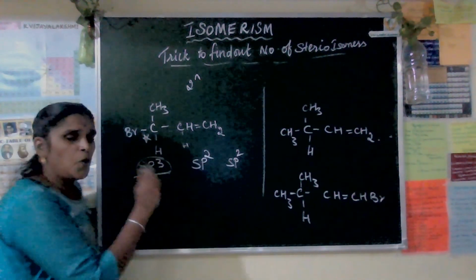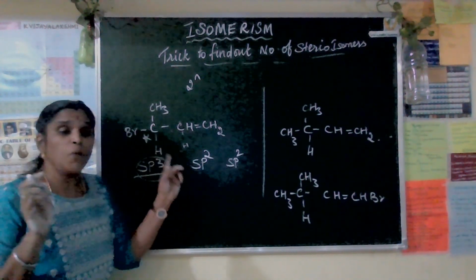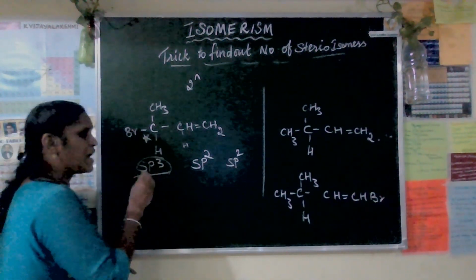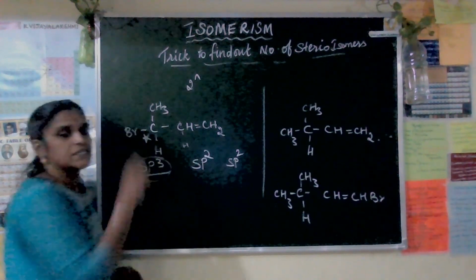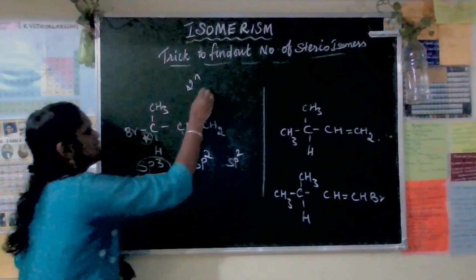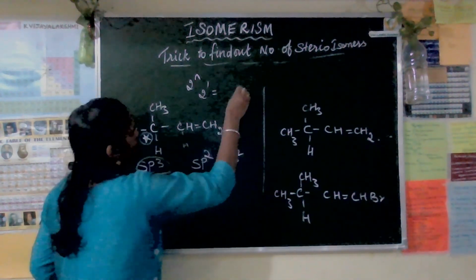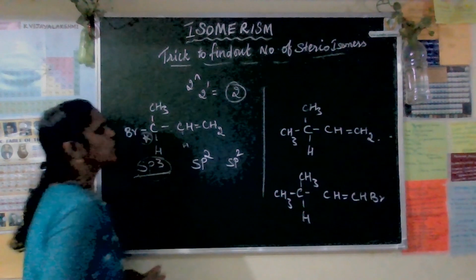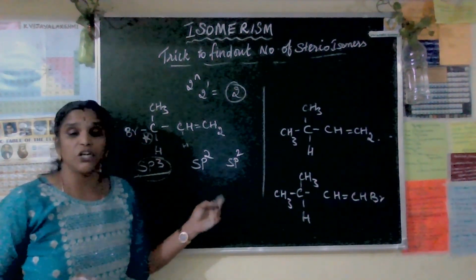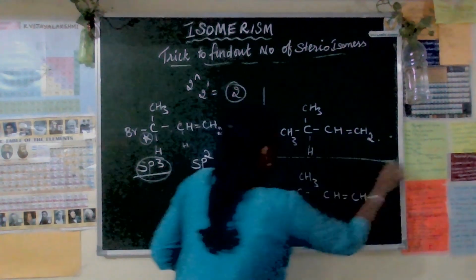So how many stereoisomers are available? That means how many chiral carbons are available for this compound: only one chiral carbon. So that means 2 to the power of 1. So how many compounds are available? Only two stereoisomers are available. Now let us go for the next formula.